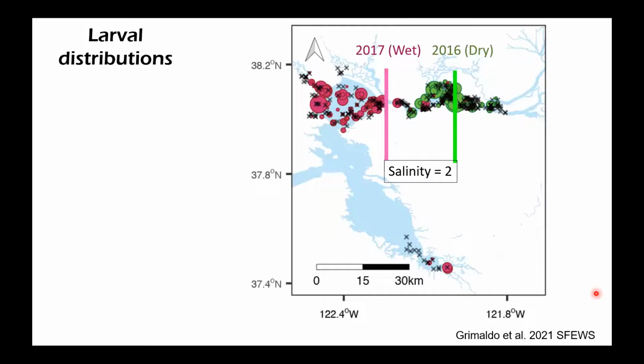Okay, so this is from Lenny Grimaldo's work. In a dry year, 2016, the larvae are found in Suisun Bay primarily. These vertical lines show a salinity of 2, essentially where X2 would come to. And then in 2017, a wet year, they're down in San Pablo Bay, and they're close to, or actually a little bit seaward of, the low salinity zone. So they go with the salinity field, and we study these later larvae in their frame of reference by following salinity.